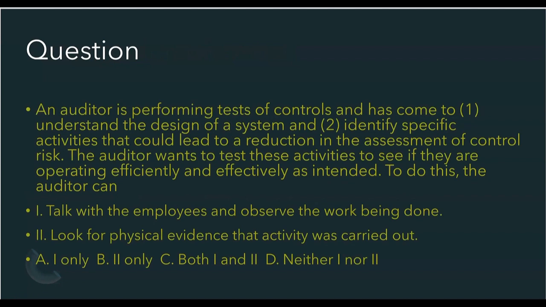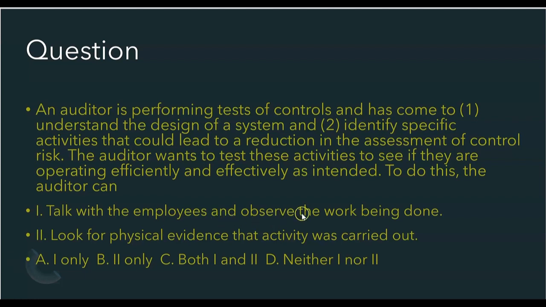Let's try this one. An auditor is performing tests of controls and has come to 1. Understand the design of a system, and 2. Identify specific activities that could lead to a reduction in the assessment of control risk. The auditor wants to test these activities to see if they are operating efficiently and effectively as intended. To do this, the auditor can 1. Talk with the employees and observe the work being done. Sure, that's inquiry. 2. Look for physical evidence that the activity was carried out. Yes, that's inspection.